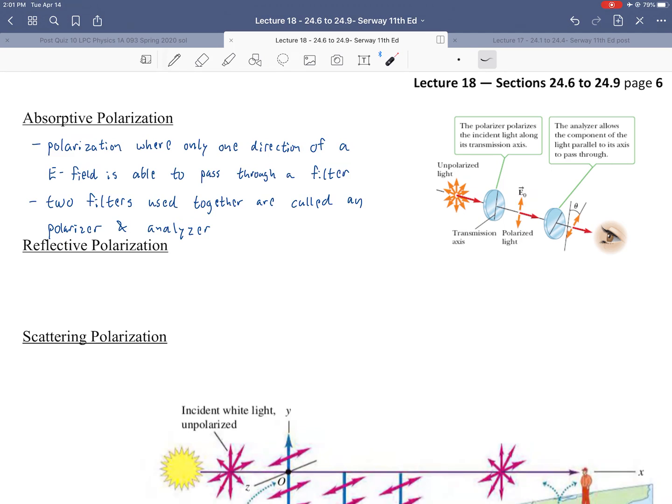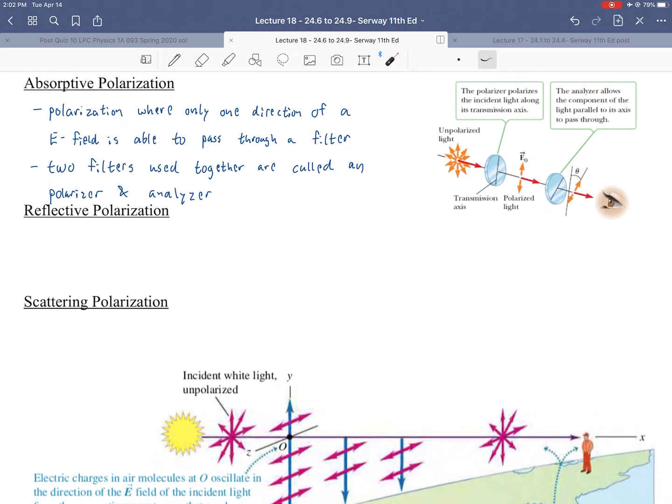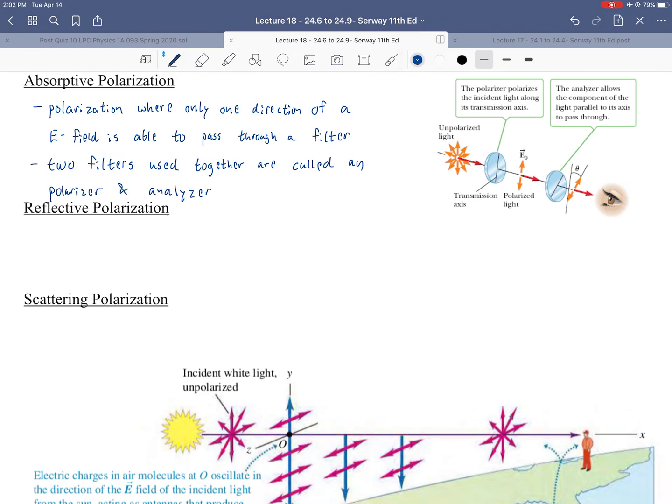And subsequent losses of intensity are dependent on the comparative angle between them. Okay, but I'll mention this with the formulas. Let's get on with the terms.